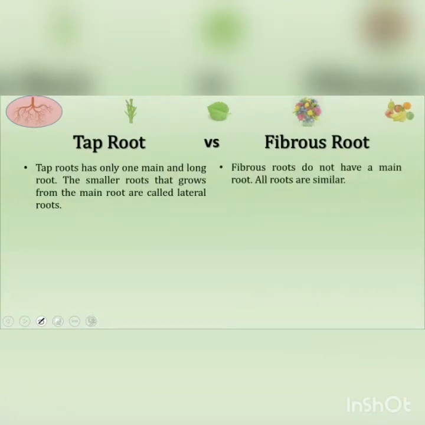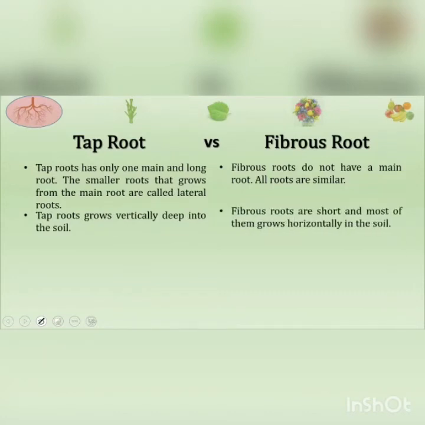Taproot has only one main and long root. The smaller roots that grow from the main root are called lateral roots. And fibrous roots do not have a main root. All roots are similar. I told you in taproot there is a secondary root and a primary root. Next we will see taproot grows vertically deep into the soil. And fibrous roots are short and most of them grow horizontally in the soil.